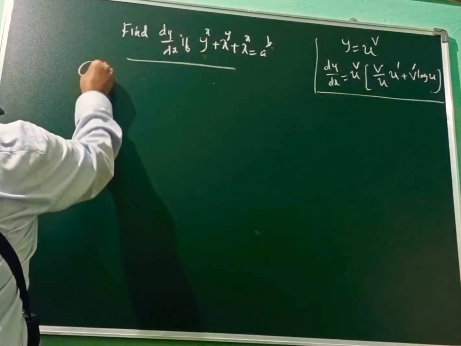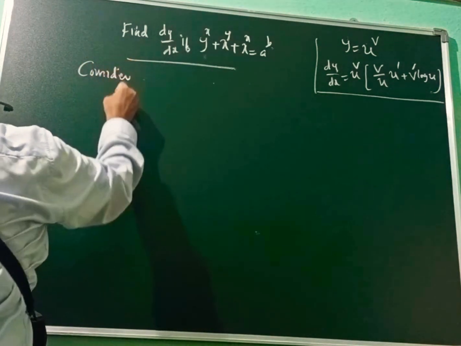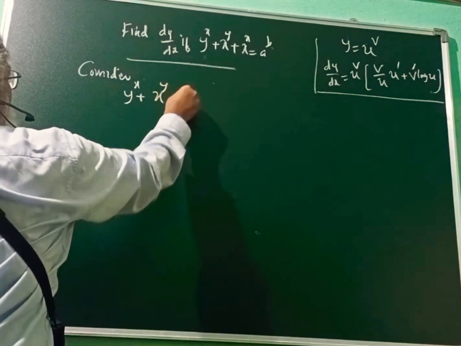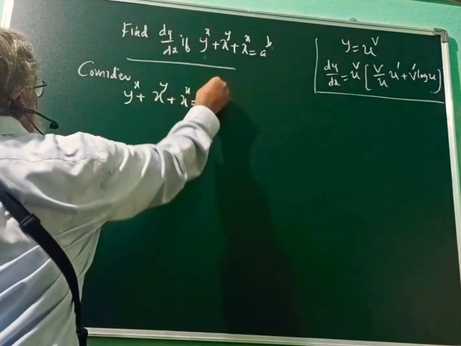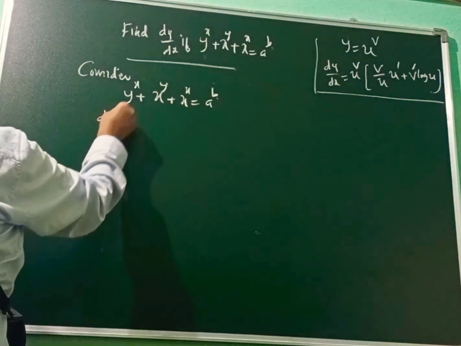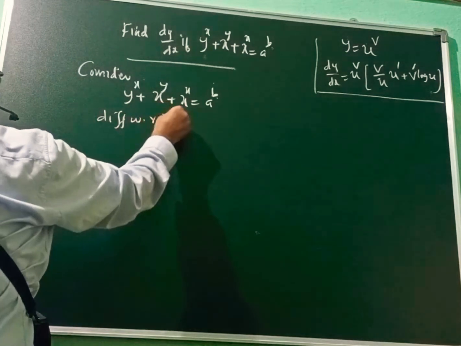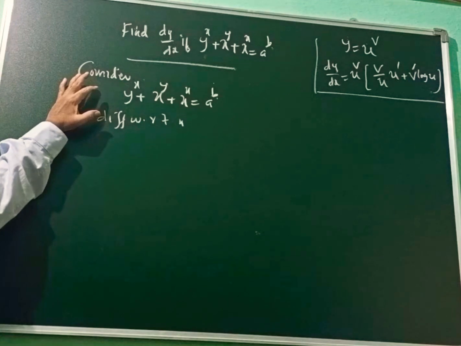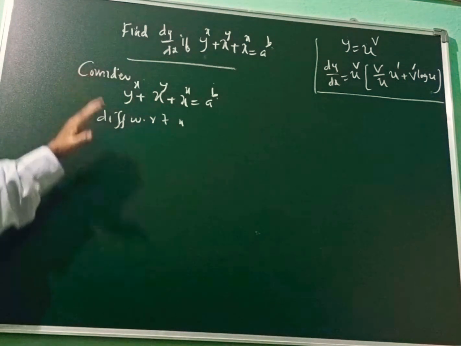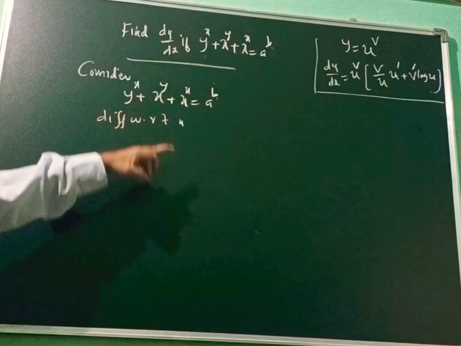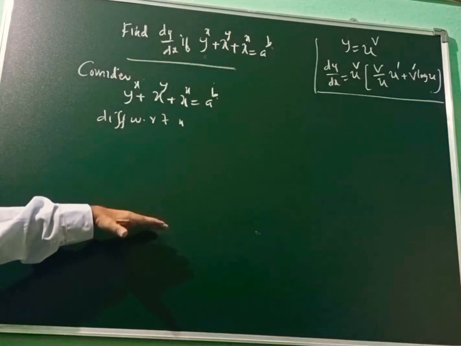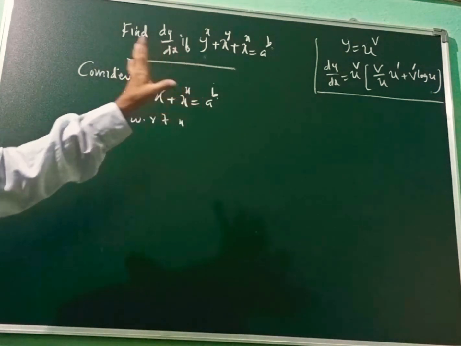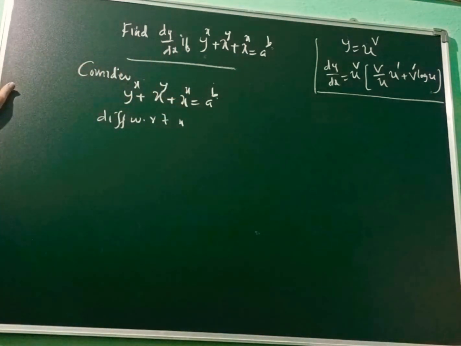Consider y raised to x plus x raised to y plus x raised to x is equal to a raised to b. Differentiate with respect to x. Now, if you apply it directly, you take each term as u, v or something and apply log on both sides to get the answer, and similarly for the third term. But by applying the formula, we can do that in a single step.